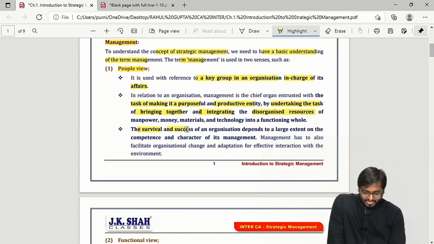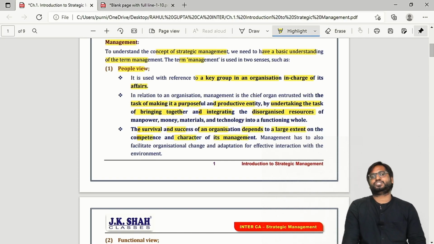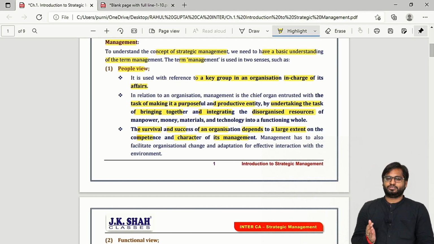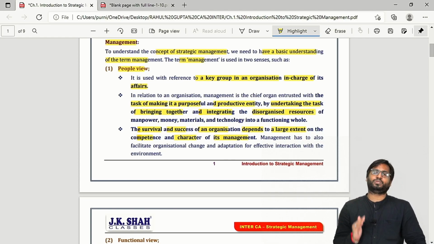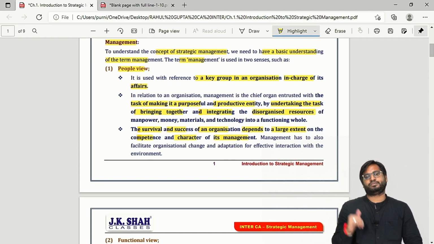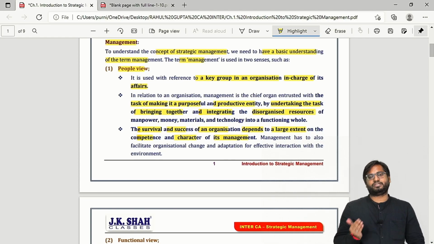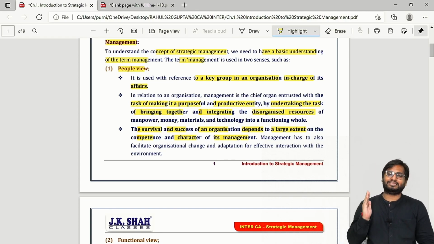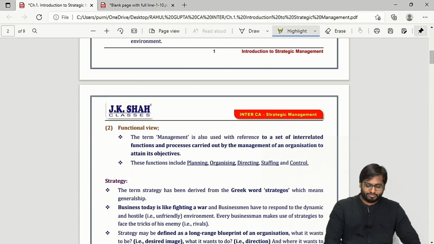The survival and success of an organization will depend on the character and competence of the management. So if you want to check whether that organization is doing well or not, just check the management, how good the management is. If that management is honest, if that management is capable, the business will do well. So this was your first point.